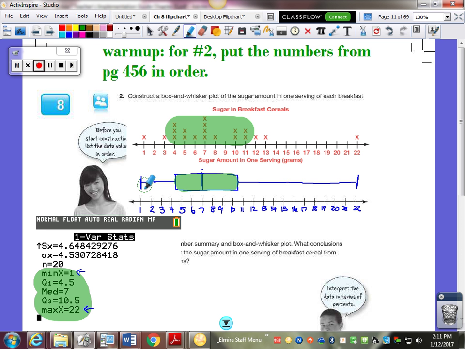Okay, now one thing you can tell from a dot plot, but you can't tell from a box and whisker. If I asked you how many cereals had 10 grams of sugar in it, I can see the 2 X's right here. But if I was to ask you how many cereals had 10 grams of sugar in a box and whisker plot, I have no idea. I have no way of knowing that just from a box and whisker plot. It could be 2, it could be none, it could be 4. You don't have any way of knowing.